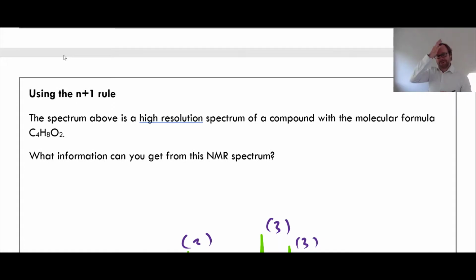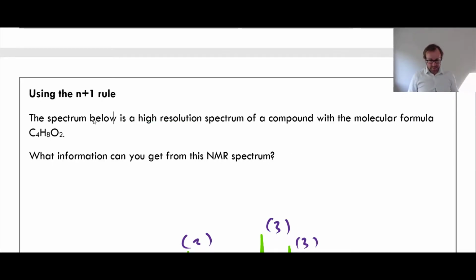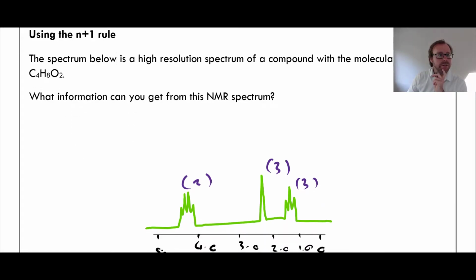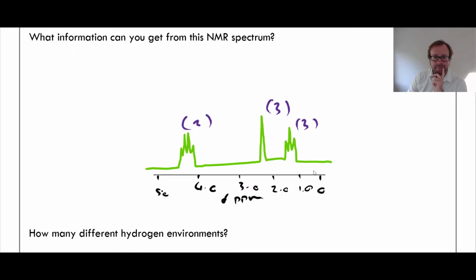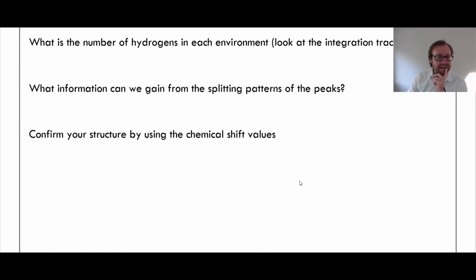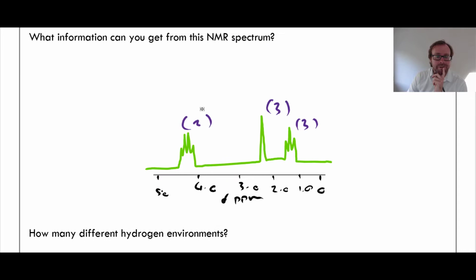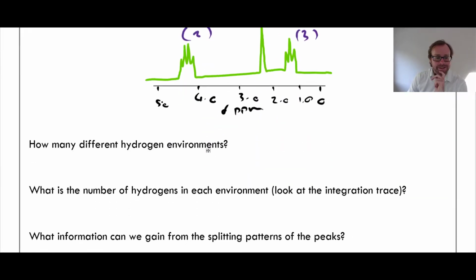So using the n+1 rule, the spectrum below, sorry, let's change that because it's definitely not above. The spectrum below is a high resolution spectrum of a compound with the molecular formula C4H8O2. What information can you get from this NMR spectrum? Okay, so have a look at the spectrum. It's not my best drawing, I know, and see if you can work out the answers to these questions. Remember, you can now use the splitting patterns.